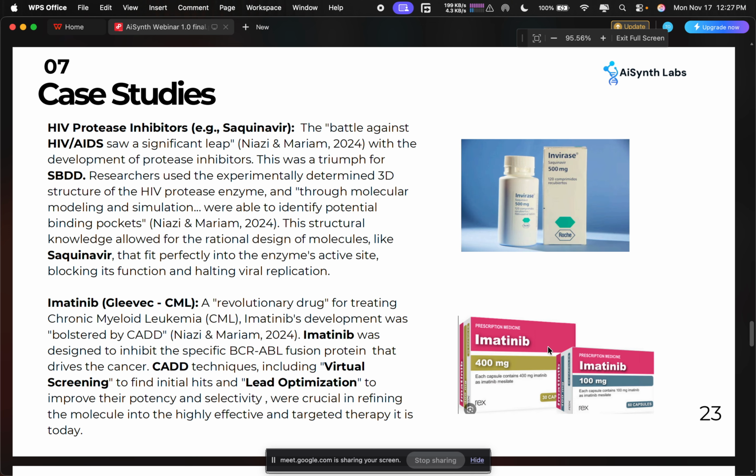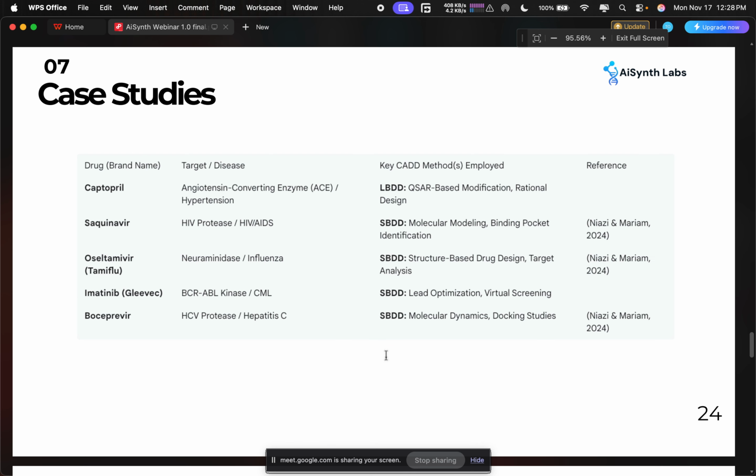So case studies, what are the drugs that have been gotten as regards computer AI or computer aided drug design? We have HIV protease inhibitors. We have saquinavir. We're able to get imatinib, which was also discovered with computer aided drug design techniques. And there are other ones as well. There's captopril, there's oseltamivir, there's boceprevir. And you see what they are used for.